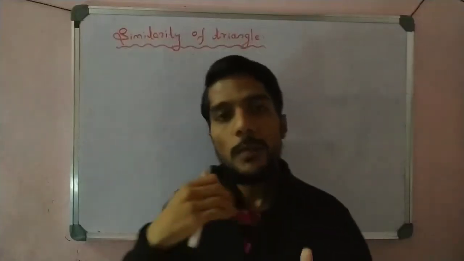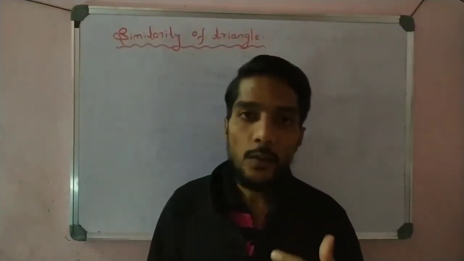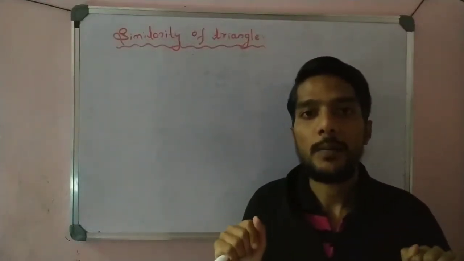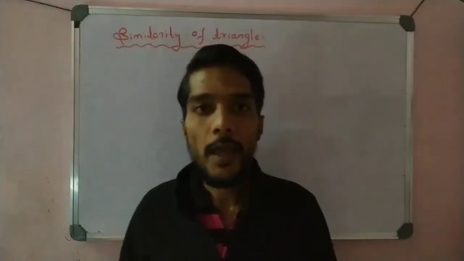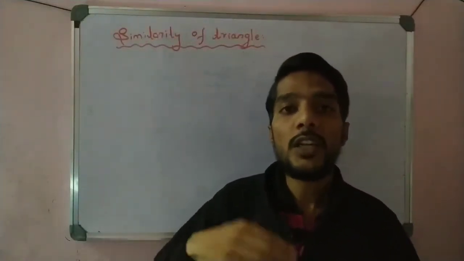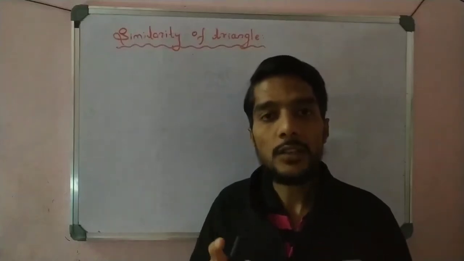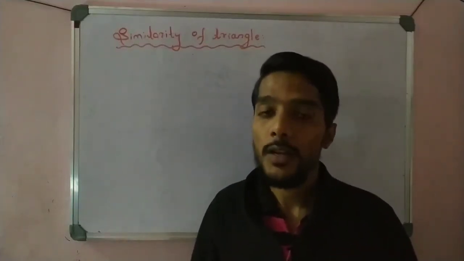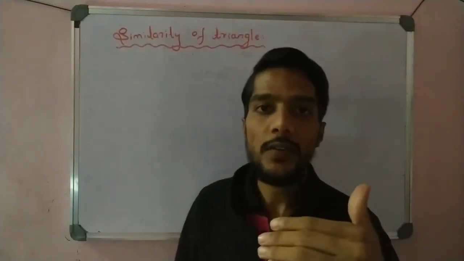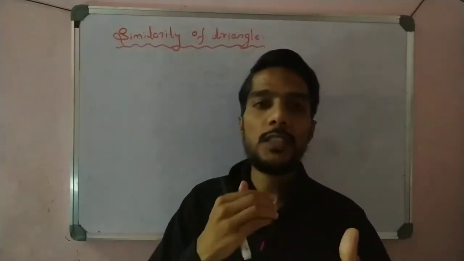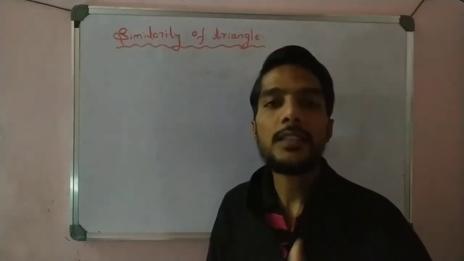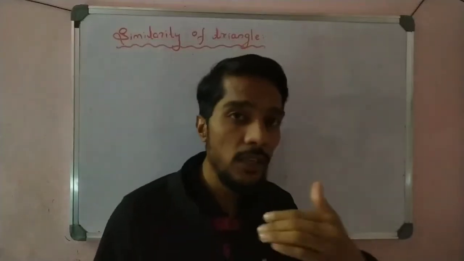When we talk about similar figures, if I give two triangles and ask you whether they are similar or not, which condition do you apply on those triangles to say that they are similar? That condition is nothing but the similarity of triangles. If both conditions are satisfied, same process, the triangles are similar. If any one condition is not satisfied, then the triangles are not similar. Let us see what those conditions are.